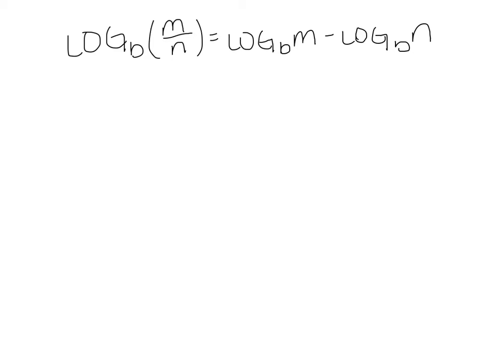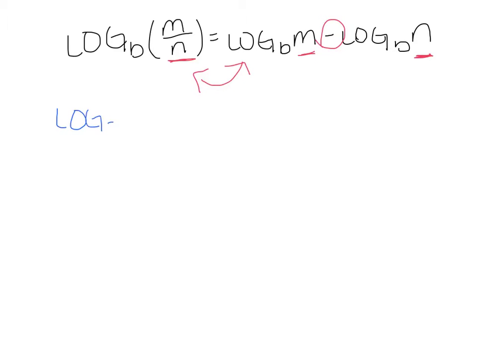So, our second property of logs is sort of the opposite of the first one. It's looking at a quotient inside of our argument. So, we have the log base b of m divided by n. We can split this apart by saying the log base b of m minus the log base b of n. And remember, just like the other property, we can go both ways.